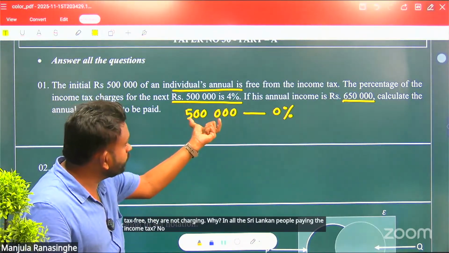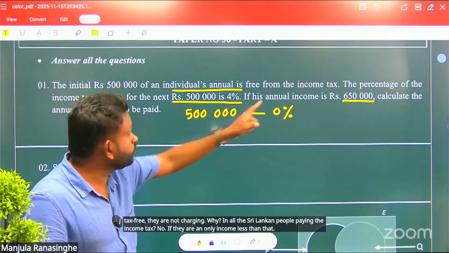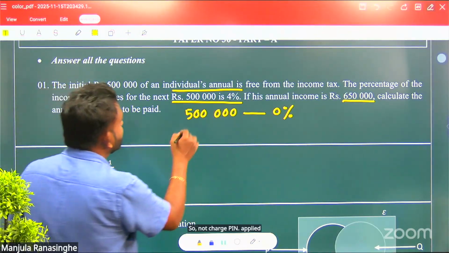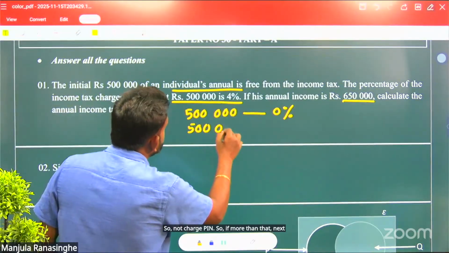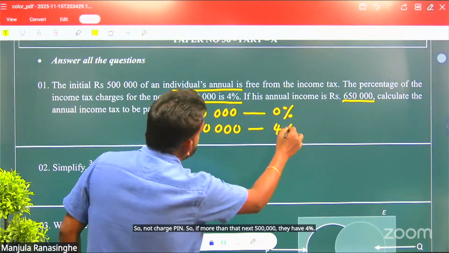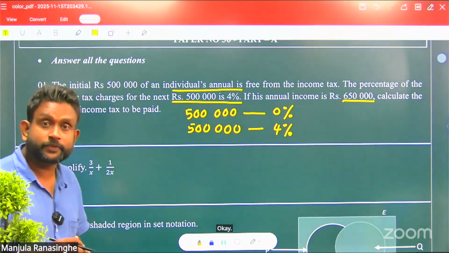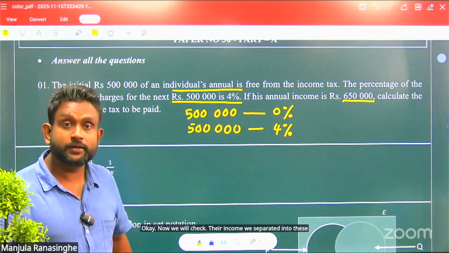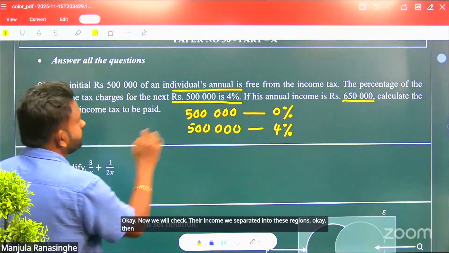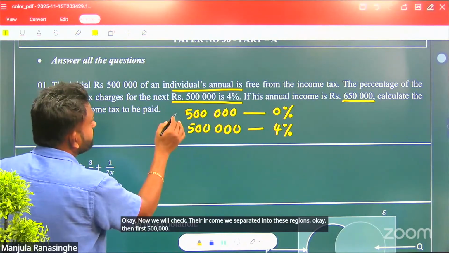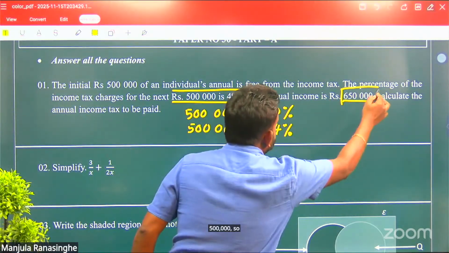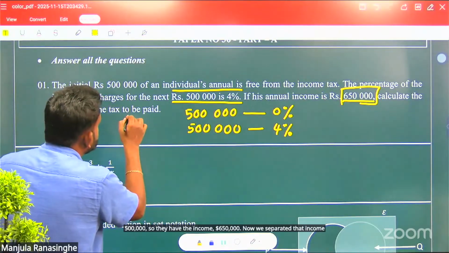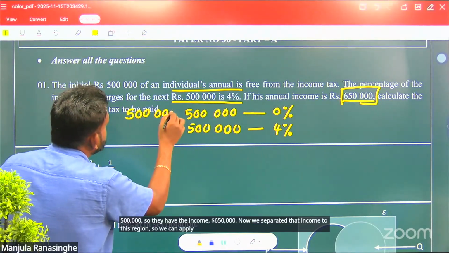If their annual income is less than that, no charge is applied. If more than that, the next 500,000 has 4%. Now we will check their income by separating it into these regions. First 500,000: they have an income of 650,000. Now we separate that income into this region, so we can apply 500,000 here.